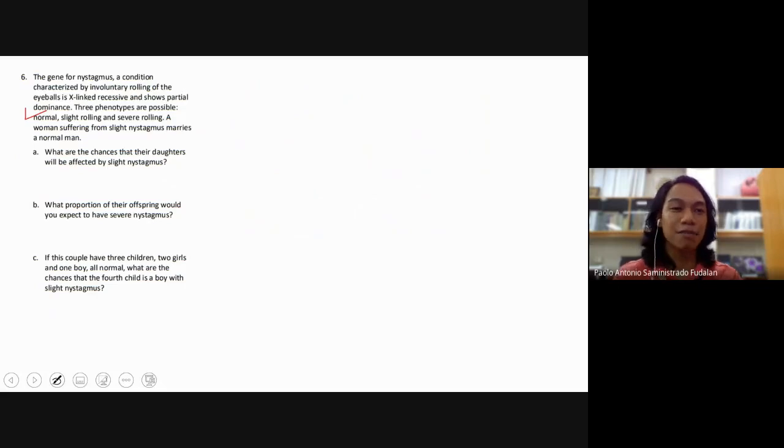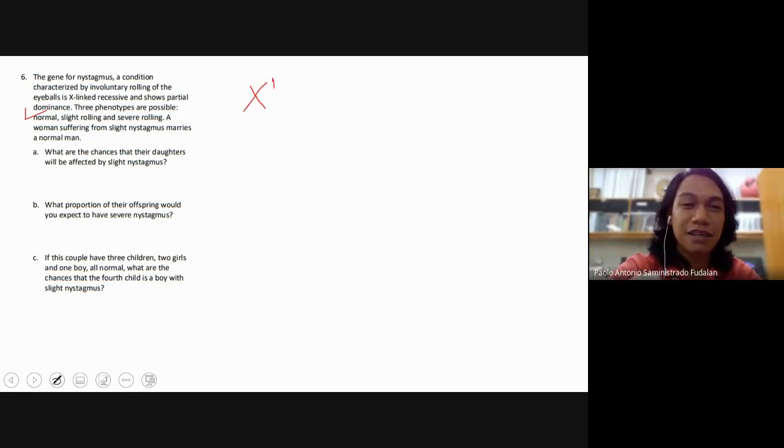All right, next, number 6. The gene for nystagmus, a condition characterized by involuntary rolling of the eyeballs, is X-linked recessive. Meaning it's found in the X chromosome and it is recessive, so we'll symbolize that with small n. It shows partial dominance, so three phenotypes are possible: normal, slight rolling, and severe rolling. Remember, it is X-linked and recessive.